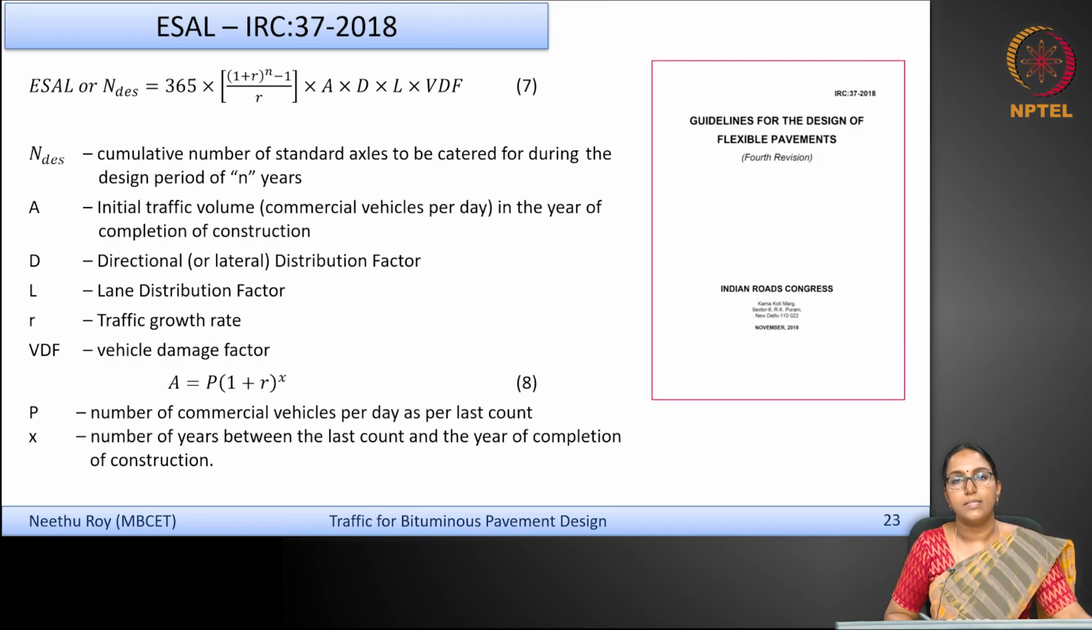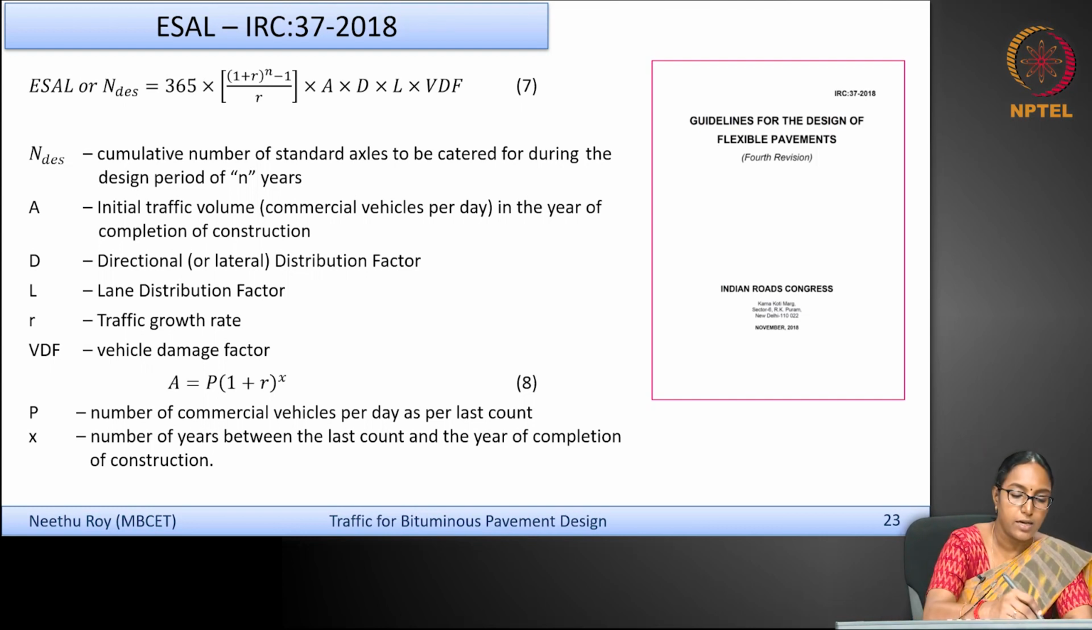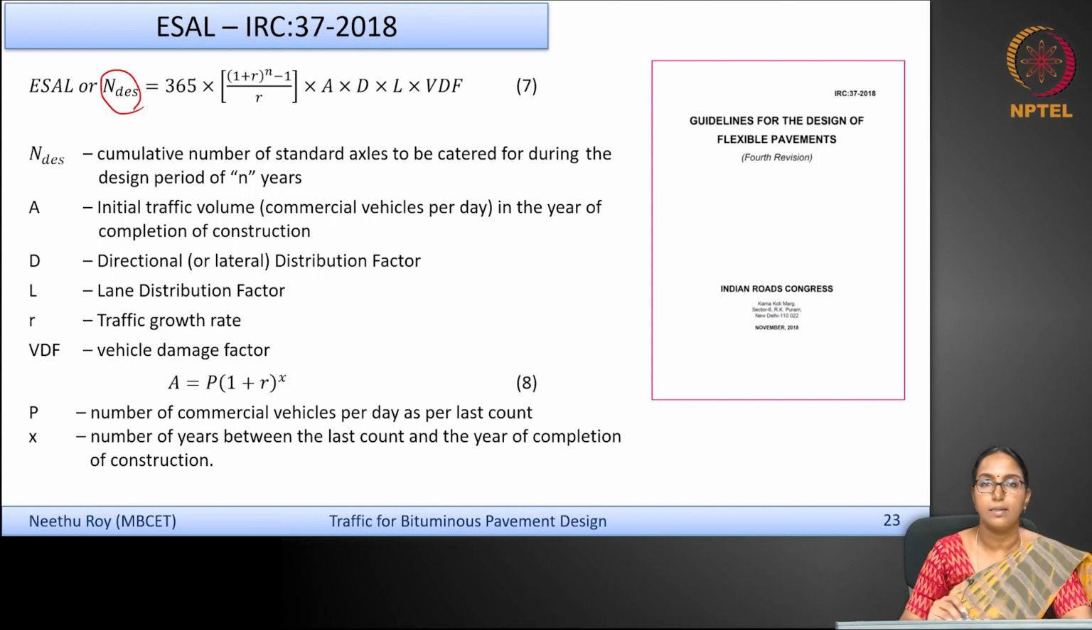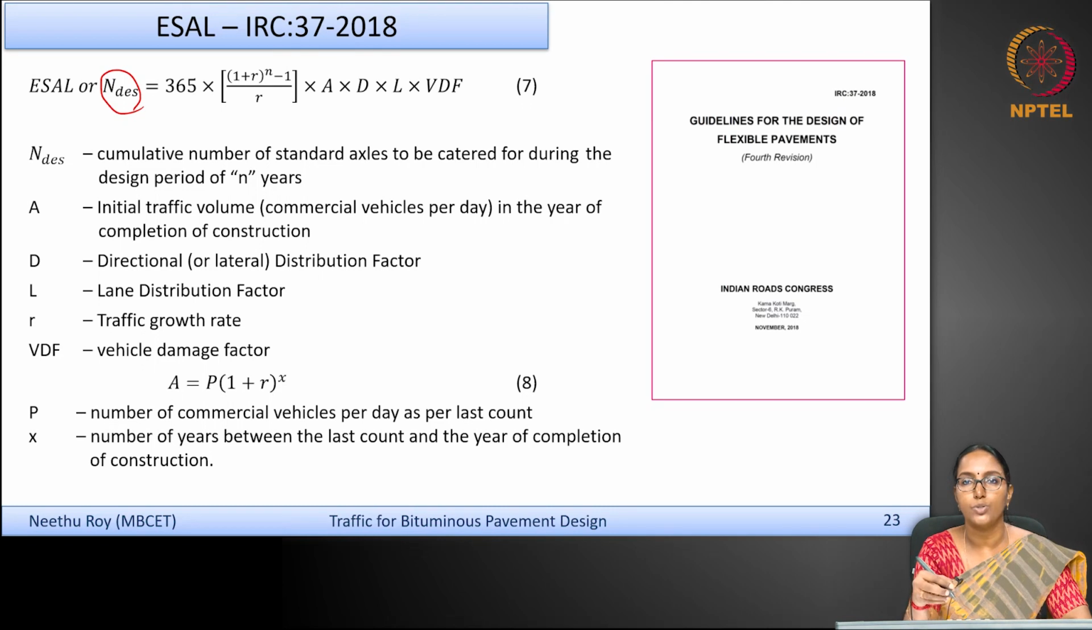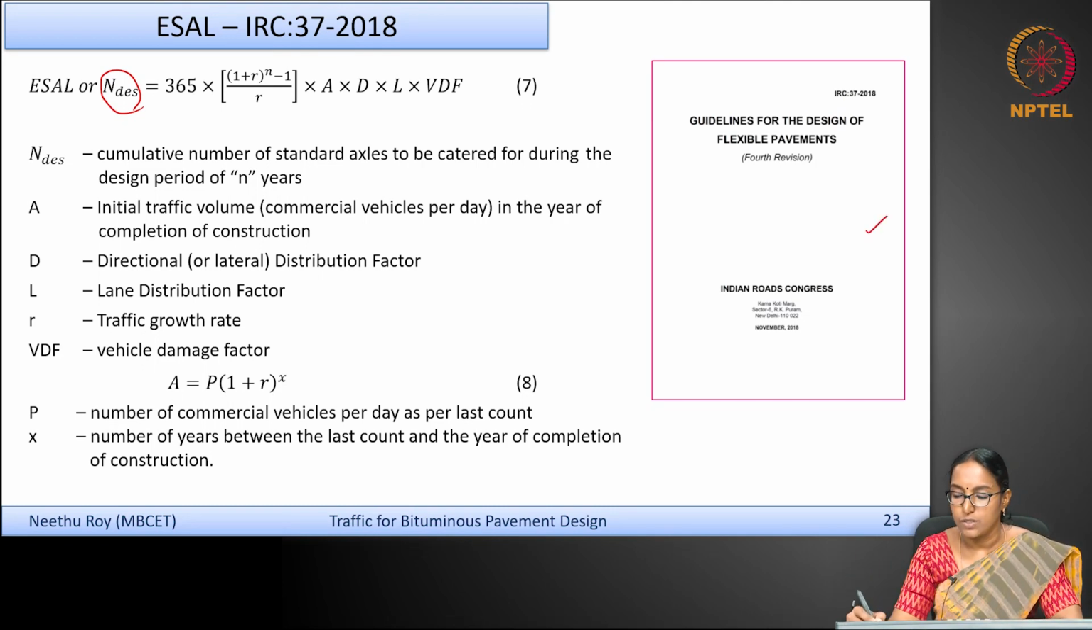Okay. Now, let's see, based on all these input parameters, how the total design traffic is considered. You call it N design or the equivalent single axle loads, ESALs. Okay. The expression is 365 into ((1 plus r) raised to n minus 1) by r into A into D into L into VDF, which is the vehicle damage factor. Okay. So, this is a screenshot of the front page of IRC 37 2018.